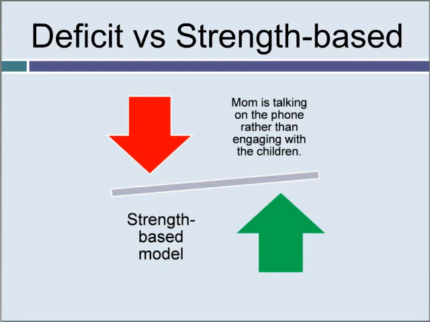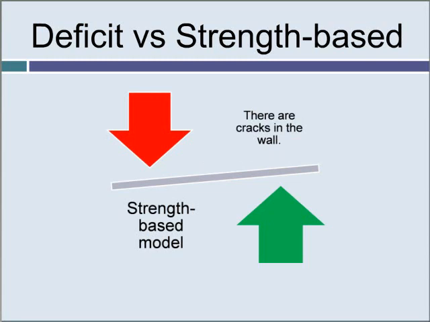Deficit versus strength-based. Did anyone note that mom is on the phone rather than engaging with the children? Could this blur our perception of the mother's relationship with her children? Deficit versus strength-based. What about the cracks in the wall? Does the state of disrepair stand in the way of being able to notice positive things about the home? These observations are examples of viewing a family through a deficit lens. Now, I'd like to invite Sharon to talk with us about viewing the family through a strength-based lens.